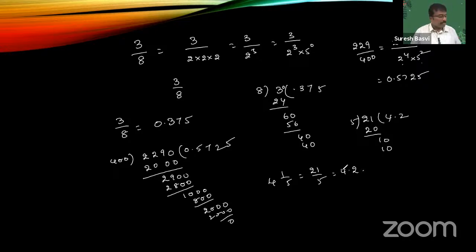Next, what is the fourth problem? 2/11. Here the denominator is not in the form of 2 power n into 5 power m. So that's why it is not going to terminate. Like this, I can do this.